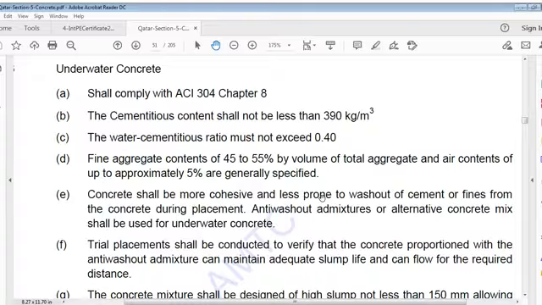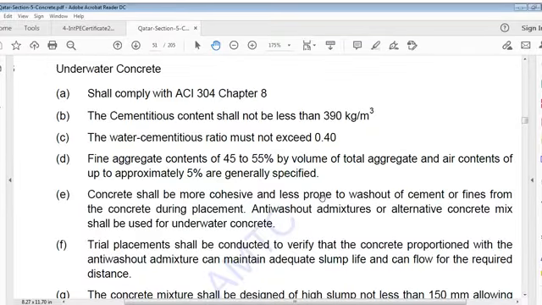Fine aggregate contents of 45 to 55% by volume of total aggregate, and air contents of up to approximately 5%, are generally specified.